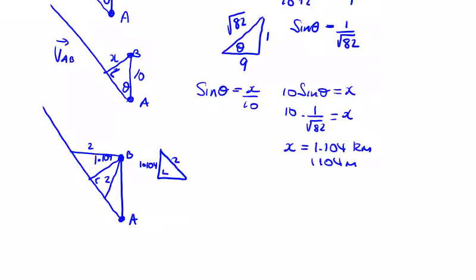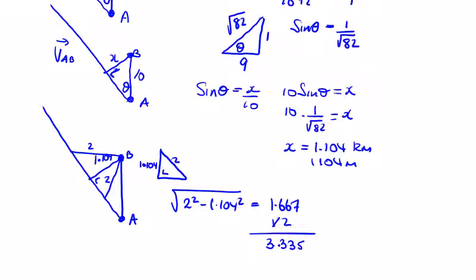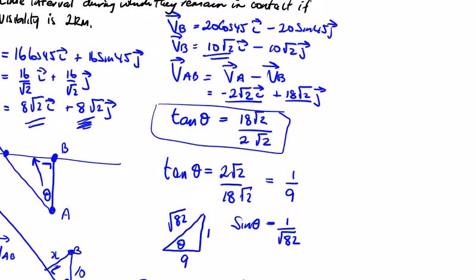So we're going to have the square root of 2 squared minus 1.104 squared, and we're going to have to multiply that by 2, so that's going to be 1.667 by 2, 3.335, and I think the speeds here were in meters per second, weren't they? So if we convert this back to meters, or do we have that we can use the relative speed?